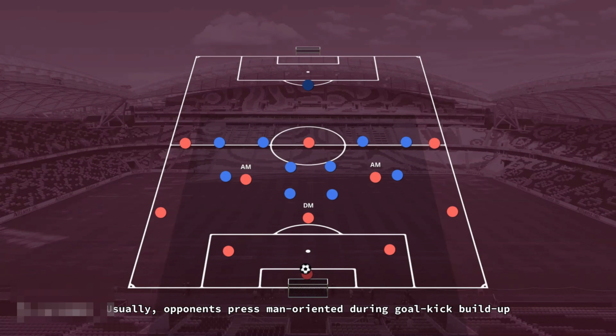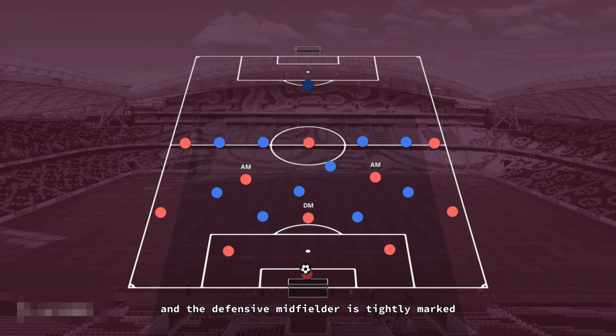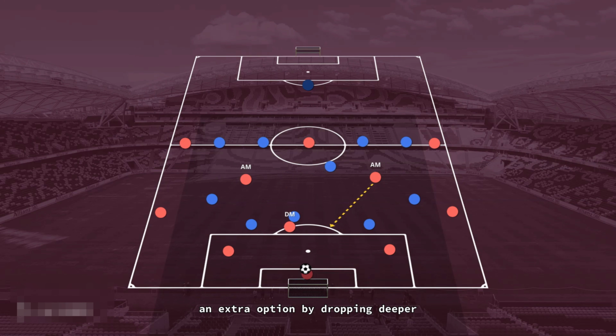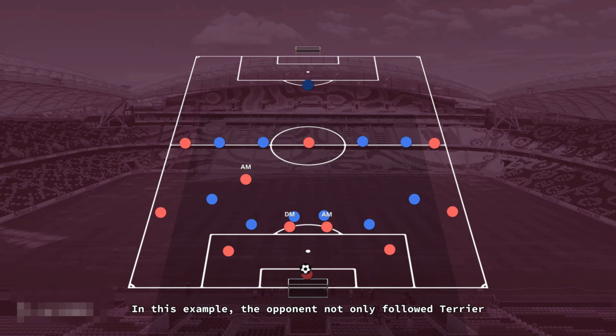Usually opponents press man-oriented during goal kick build-up and the defensive midfielder is tightly marked. Here the attacking midfielder can provide an extra option by dropping deeper. In this example, the opponent not only followed Terrier, but also continued pressing the goalkeeper, which allowed Bayern to gain an extra player.